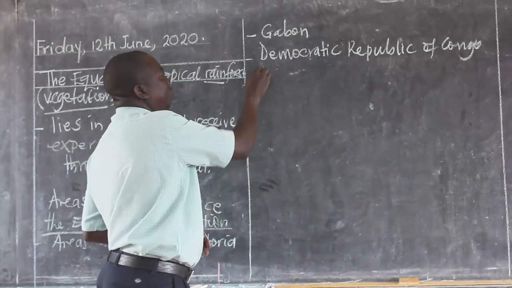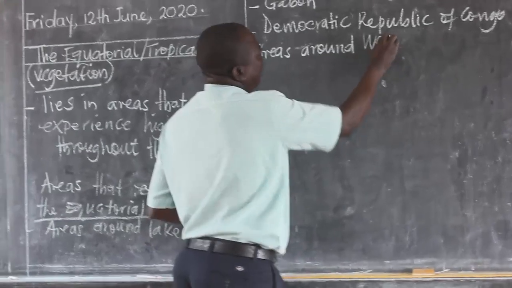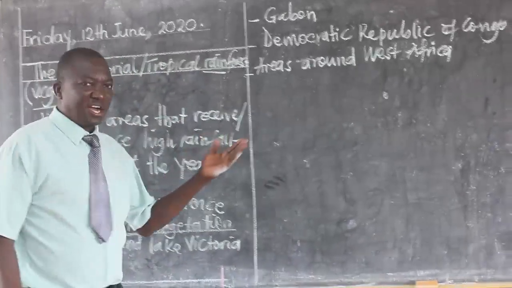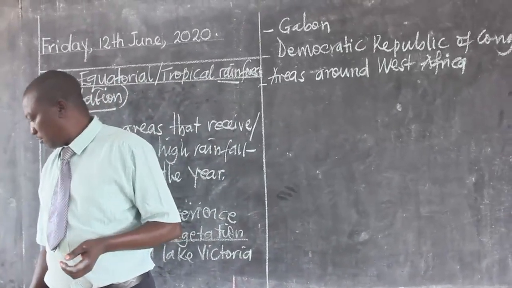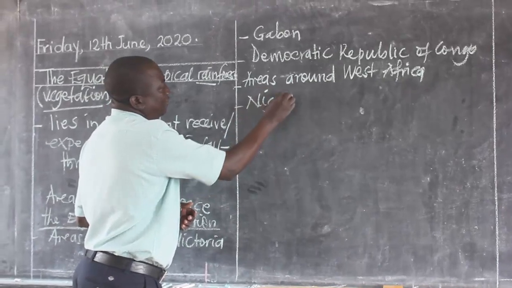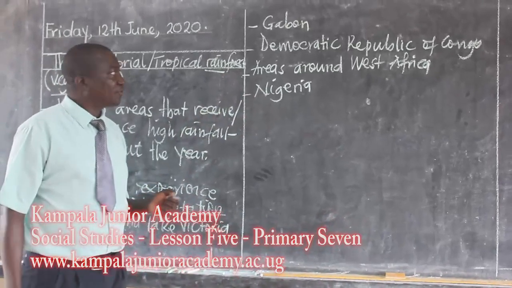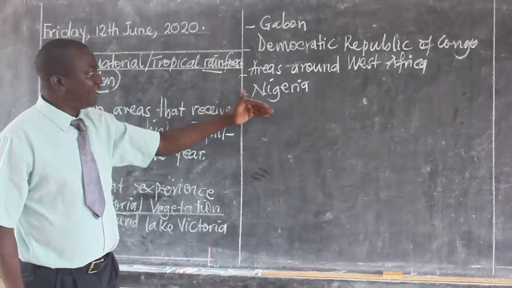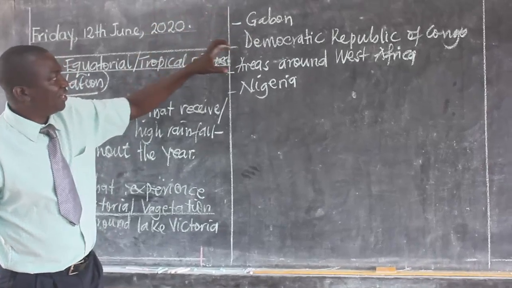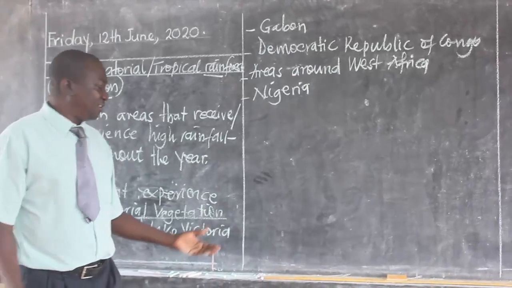We have the areas around West Africa, and then many other countries that we shall still come across. I can still look at another one, which is Nigeria, also experiences that. Other examples, I'm sure we shall get them. So now we are saying all these areas, the countries we have put down, Gabon, the Democratic Republic of Congo as examples, areas around West Africa, Nigeria, come to Uganda, we have areas around Lake Victoria.